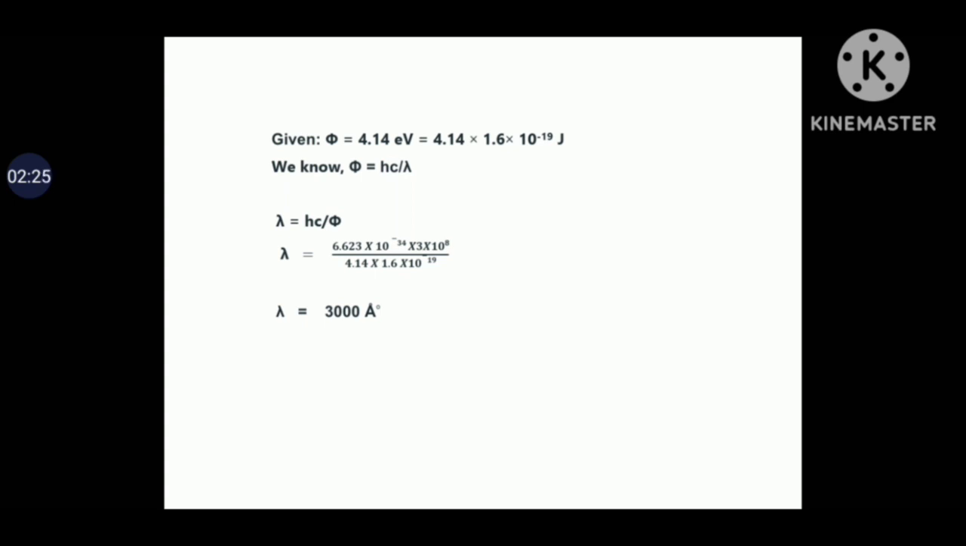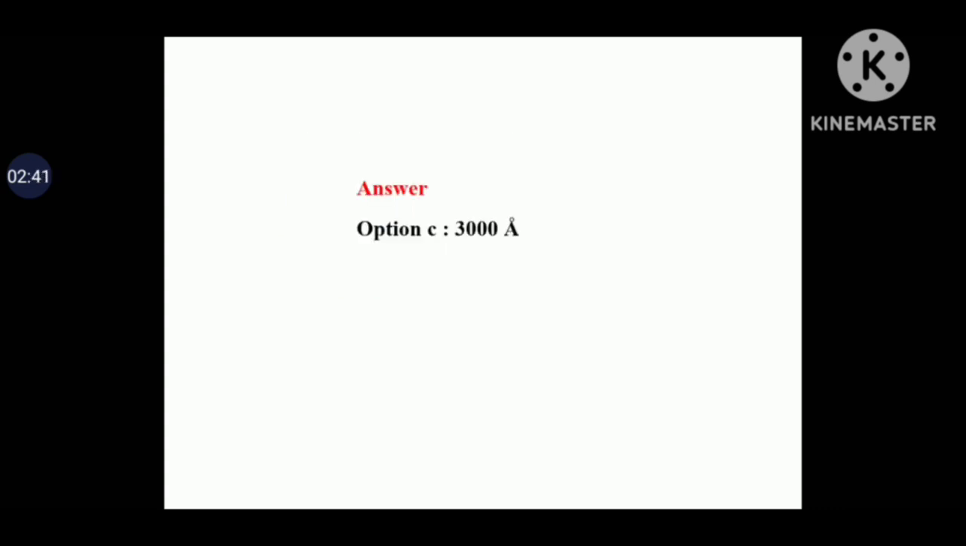When we substitute the value in the expression, threshold wavelength is equal to velocity of light upon work function. We obtain 3000 Armstrong unit. Hence, the correct answer is option C, 3000 Armstrong unit.